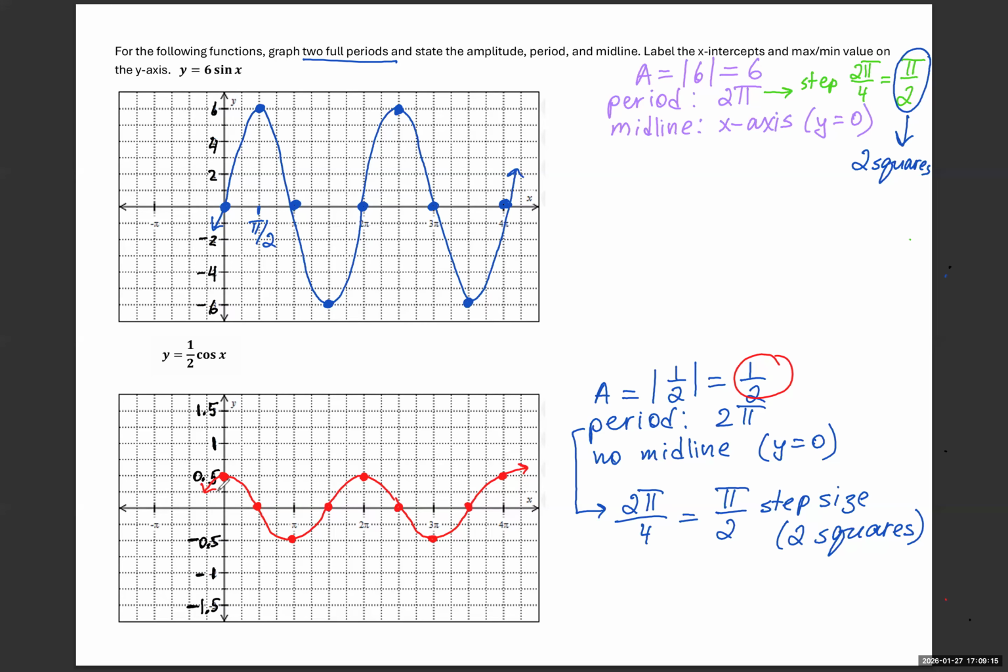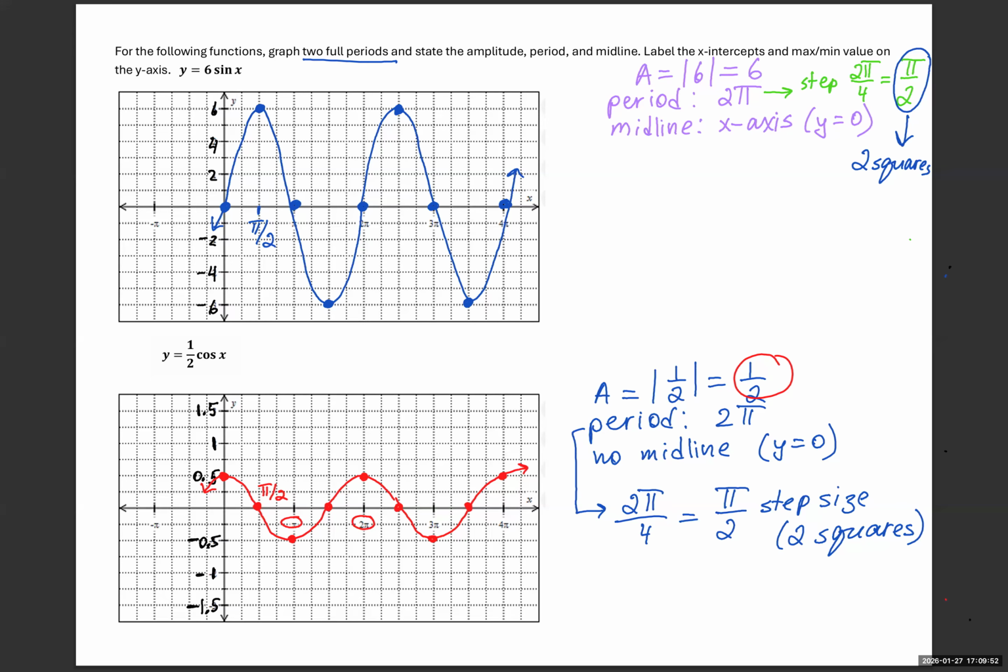It says label the x-intercepts. So this part right here, this is pi over 2. You could label all of the x-intercepts. Really, just the first one is fine with me. And then the max and the min values. It looks like for the cosine, they are already labeled because we labeled the y-axis, and the maxes and mins happen to be on the values that are already labeled. So this is already labeled, this is already labeled, so we're good on that one.